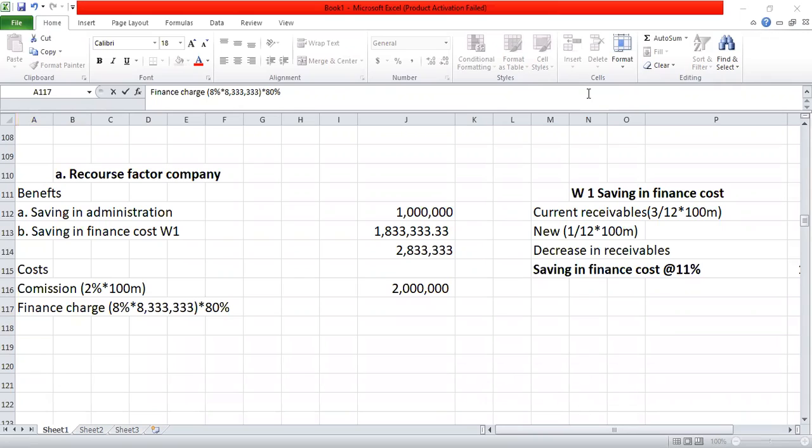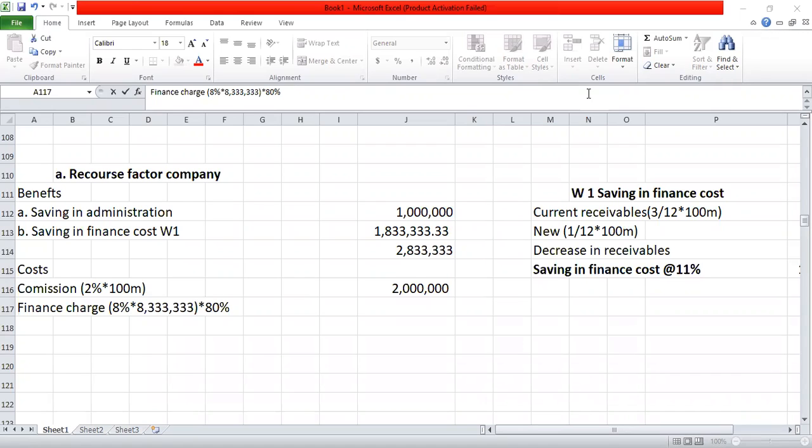And so finance charges may be applicable to non-recourse. Yes, because if it's going to finance your receivables, as long as you're going to take the money, finance charge may be applicable. No, I think you are looking at it in a different way. The only difference between a recourse and a non-recourse is that in a recourse you don't consider bad debt.